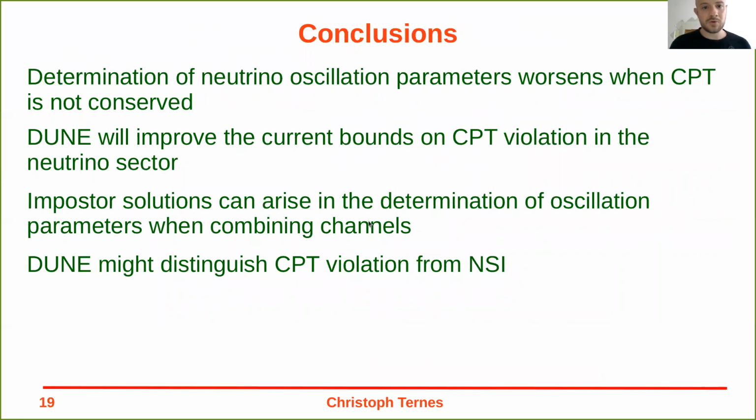Okay, so this brings me to my conclusions. We have seen that the determination of neutrino oscillation parameters worsens a lot in the presence of CPT violation, as might be expected. DUNE can improve some of the bounds on the differences of neutrino and antineutrino parameters, in particular in the atmospheric neutrino sector. We have seen the danger of analyzing data in a CPT conserving way, because imposter solutions can arise in these scenarios. And we have seen that in some cases, DUNE could distinguish CPT violation from non-standard interactions.